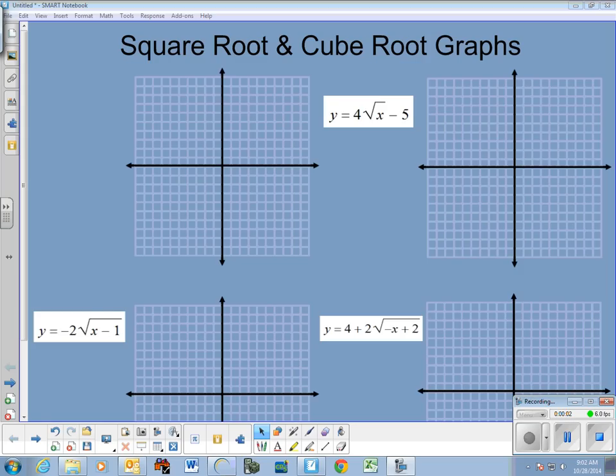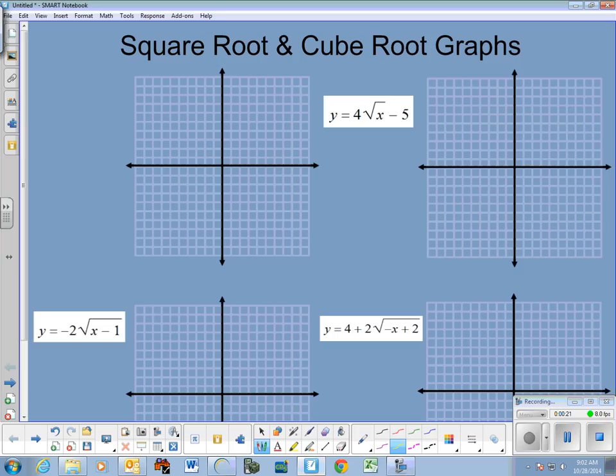All right, today, ladies and gentlemen, we're going to be talking about graphing. We're going to graph square root and cube root functions, square roots on this page. So we're going to talk about what the original square root graph looks like, and then we're going to twist it and turn it and shift it all around different places and see how those equations affect that graph.